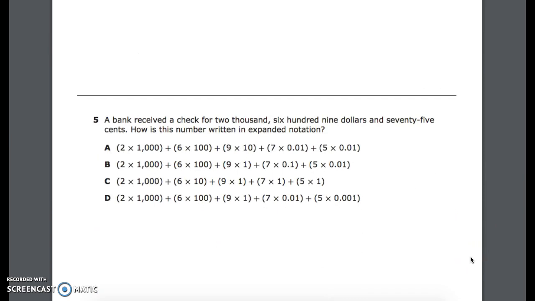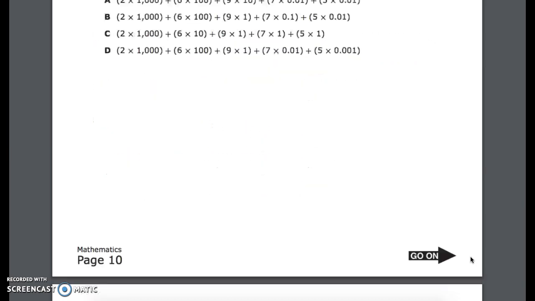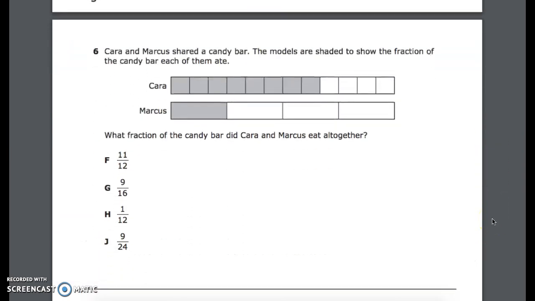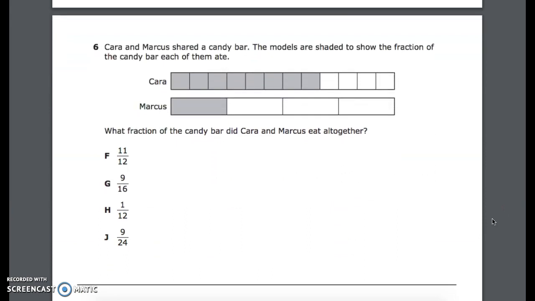Number 5. A bank received a check for $2,609.75. How is this number written in expanded notation? Number 6. Kara and Marcus shared a candy bar. The models are shaded to show the fraction of the candy bar each of them ate. What fraction of the candy bar did Kara and Marcus eat altogether?